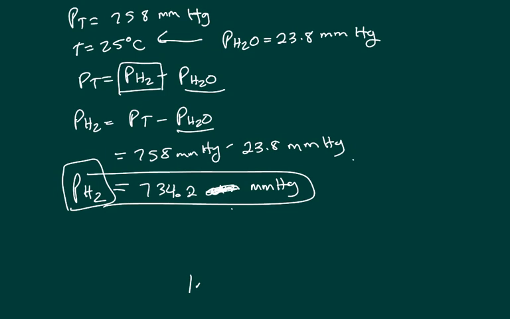So that is how you figure out the partial pressure of hydrogen. It could be oxygen or anything if it's collected over water. The key point here is this sample was collected over water. So the water vapor contributed to the total pressure. But we don't want that. We want the pressure of our pure hydrogen alone without the water vapor. So we have to subtract the pressure of the water vapor from our total pressure.